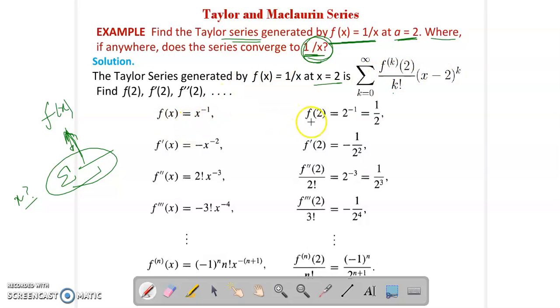So find the value of f at 2. It is 1 by 2. Then what is f dash x? It is minus x to the power minus 2. Find the value of f dash at 2. Likewise, find the second derivative, third derivative, and nth derivative, and you have a trend. So we have f^n(x) equal to (minus 1) to the power n into n factorial into x to the power minus (n plus 1). And since we need the value of f^k at 2 divided by k factorial, here we are dividing by 2 factorial, by 3 factorial, by n factorial and getting the values.